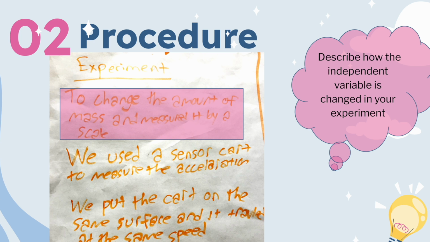I want you to think of this point as describing how the experiment is run. What I would look for in this one would be they changed the amount of mass on a cart and repeated changing the mass to measure the acceleration. I want some sort of sentence to connect that changing the mass affects the acceleration.